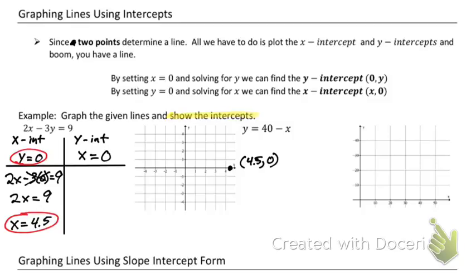All right, to find my y-intercept, I'm going to plug x equals 0 in. So we're going to have 2 times 0 minus 3y equals 9. My 2 times 0 cancels out. I just have negative 3y. I'm going to divide both sides by negative 3, which is going to give me y equals negative 3. Once again, this is still a point. It is the point where x equals 0 and y equals negative 3. So I'm going to plot the point (0, negative 3).